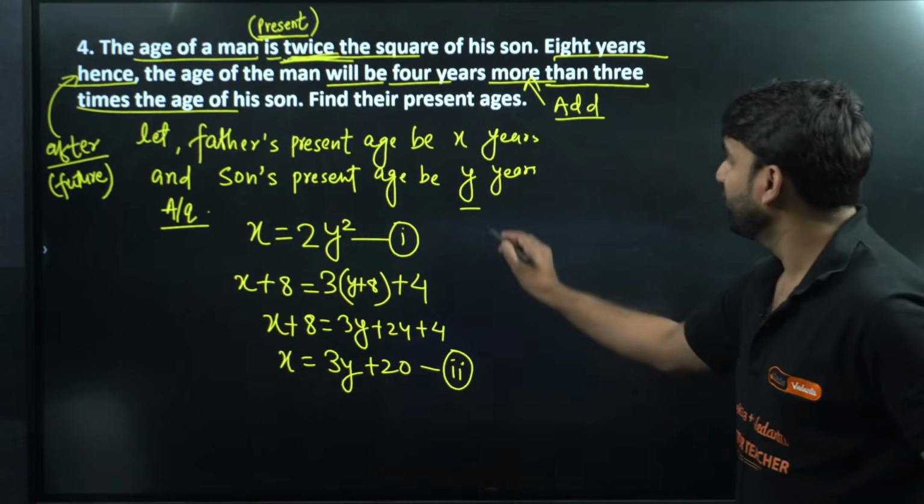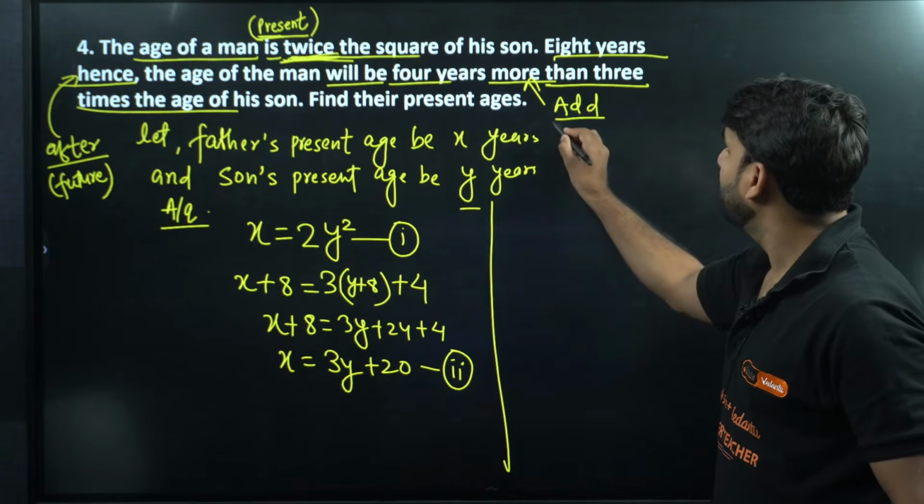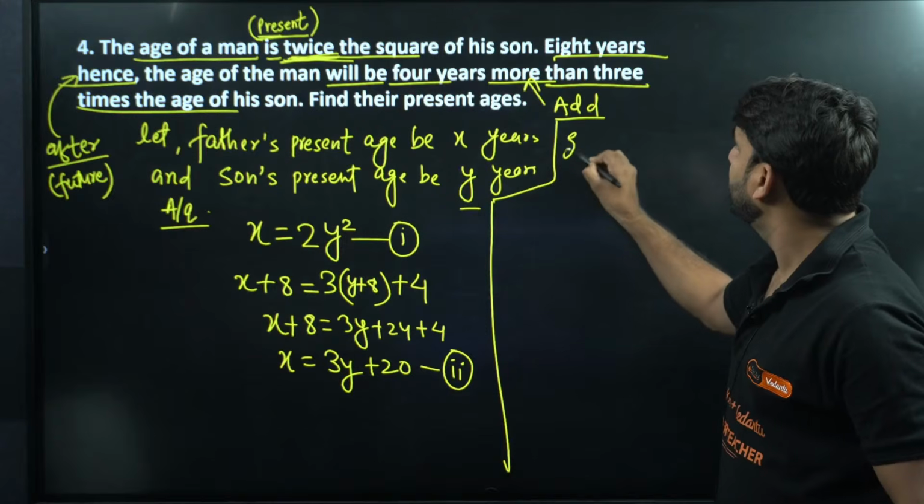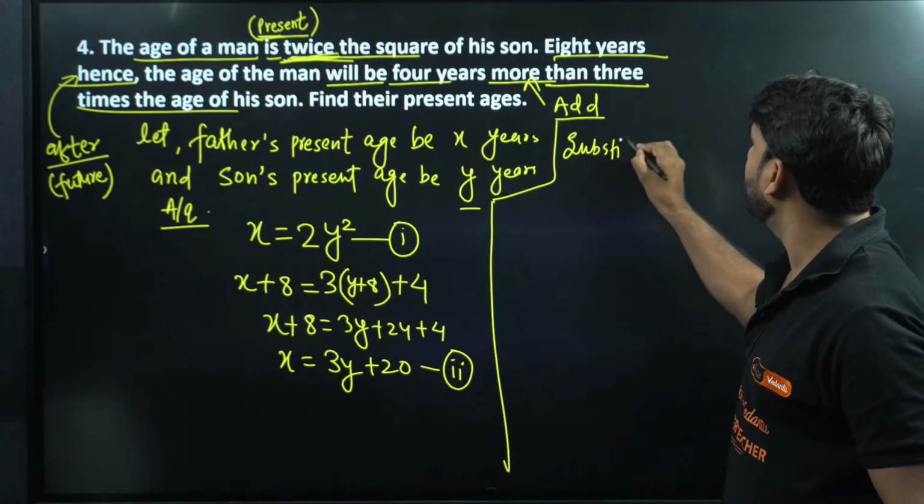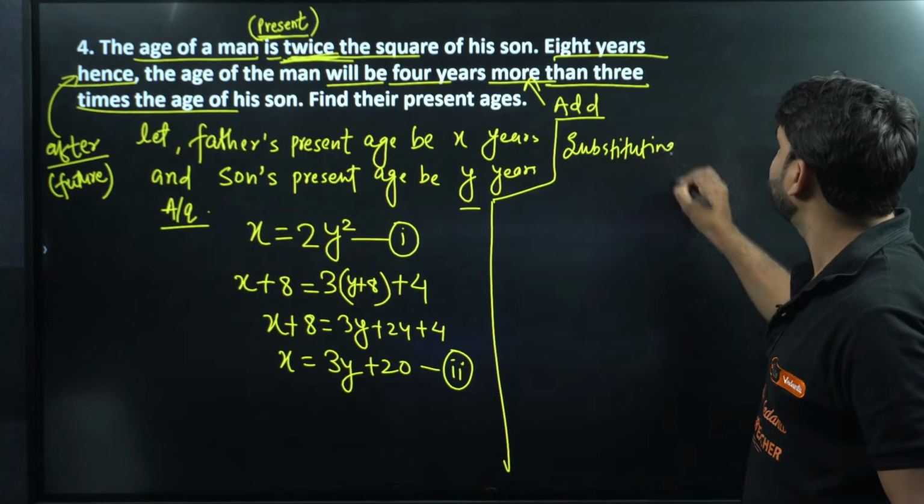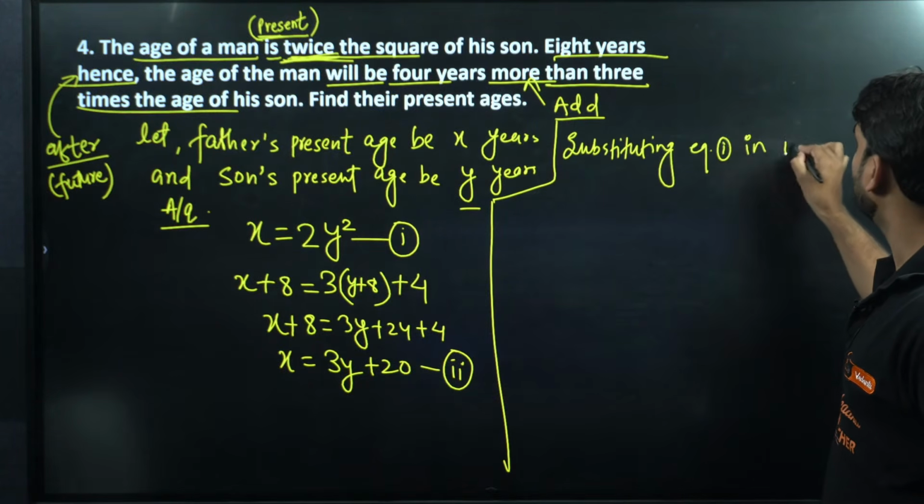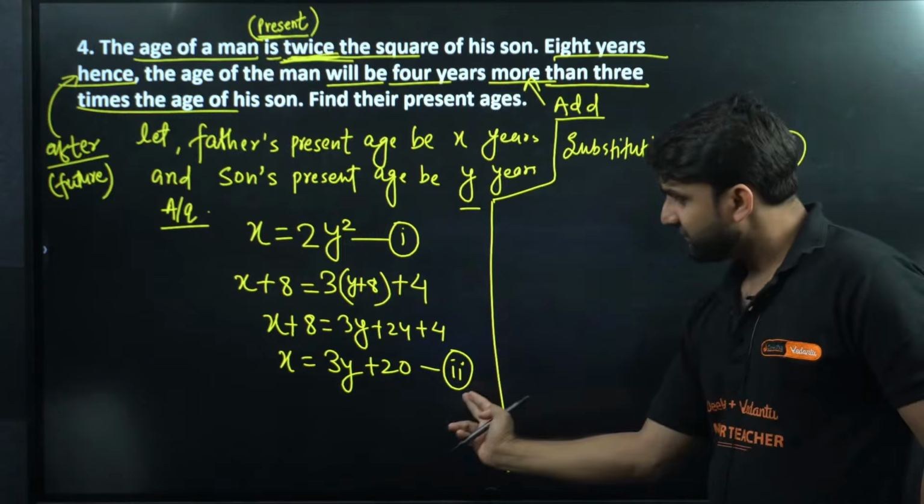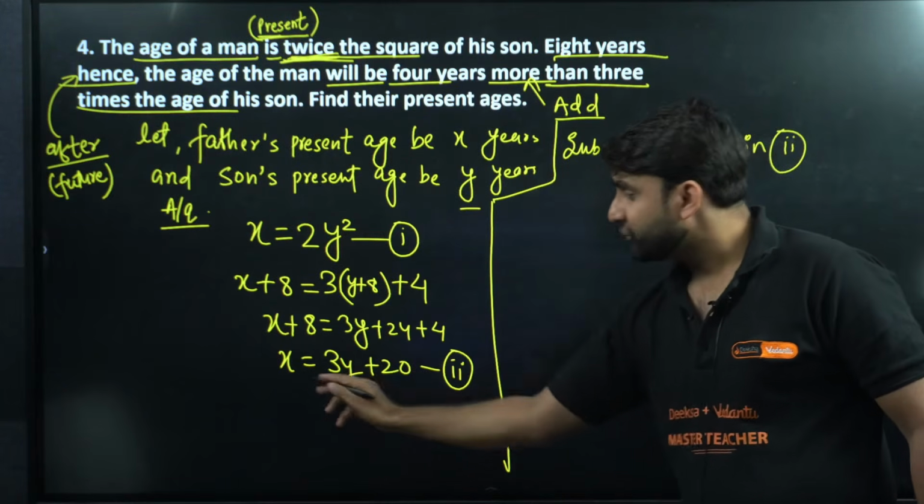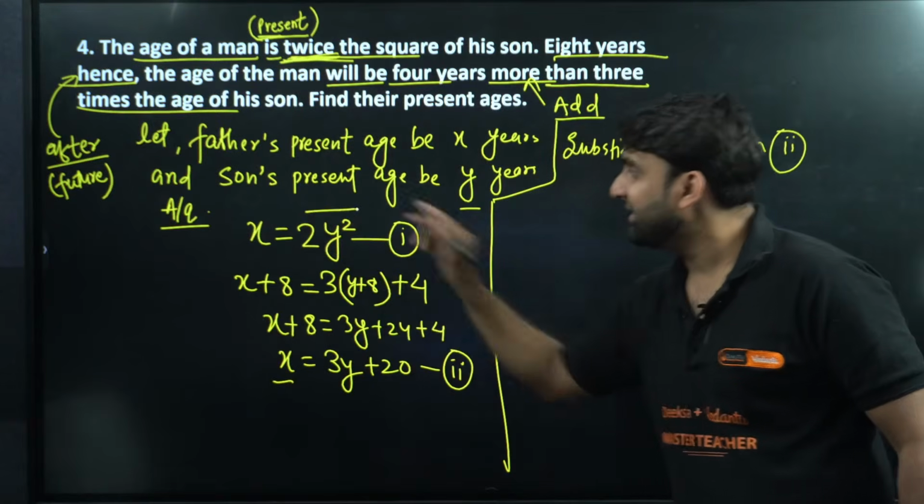So we can substitute. Substituting equation 1 in 2. So where is 1? This is 1. We have to substitute this equation in 1. So x will be replaced by this entire 2y square.